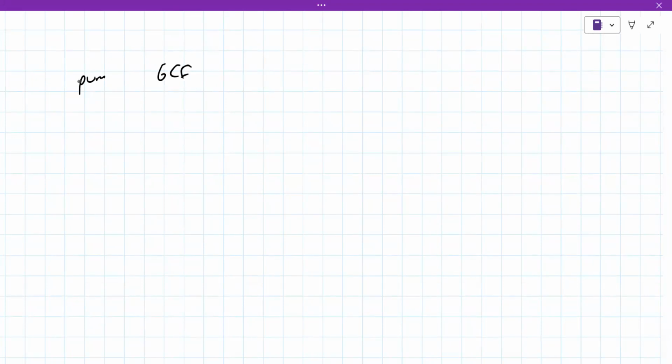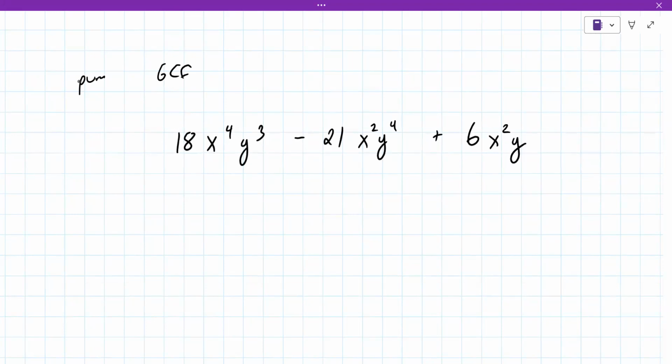So let's go: 18x to the fourth y cubed minus 21x squared y to the fourth plus 6x squared y. So there's only a GCF here. The GCF can be a number, it can be a letter, a variable, or it can be more than one variable. You really want to look at the 18, the 21, and the 6 and decide what number works, then the x to the fourth, x squared and x squared, then the y cubed, y to the fourth, and y. Okay.